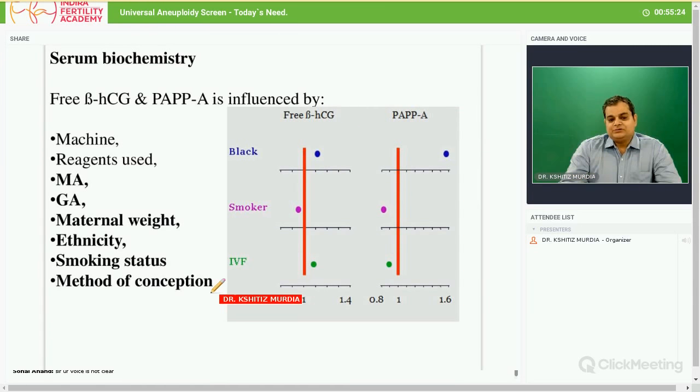But what is most important for us, as at Indira we are doing only ART cycles, is the method of conception. If the conception is through an IVF cycle, you can make out that in these pregnancies, free beta HCG is on the higher side and PAPP-A is on the lesser side. If not standardized for the method of conception, we will always have a falsely high risk, if it has not been mentioned as conception by assisted reproduction.